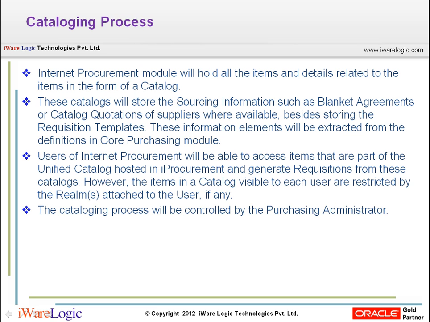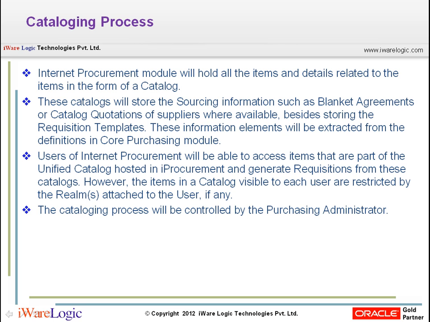What is the cataloging process? It is an internet procurement module that will hold all the items and details related to the items in the form of a catalog. Whatever information related to items is available on iProcurement will be available in the form of a catalog. These catalogs will be stored in the sourcing information such as blanket agreements or catalog quotations of the suppliers where available. Besides storing the requisition templates, these information elements will be extracted from the definitions in core purchasing modules.